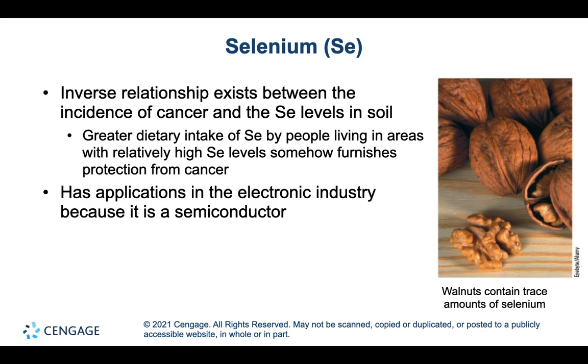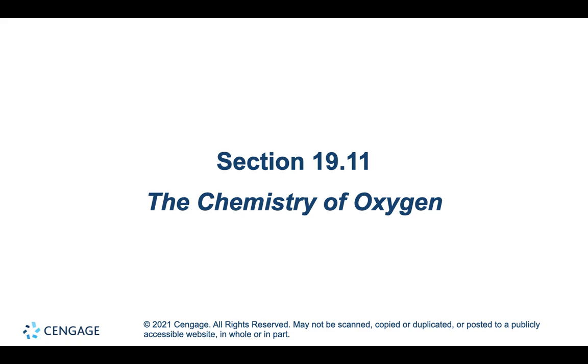Selenium, one of the members in group 6. It is found that selenium can actually help with protection from cancer. So they have found a link between selenium levels and cancer. It's also used in the electronic industry because it is a semiconductor. So one benefit to eating walnuts is you're actually putting selenium in your body, which is a protector from cancer.